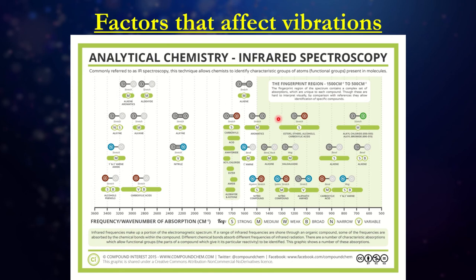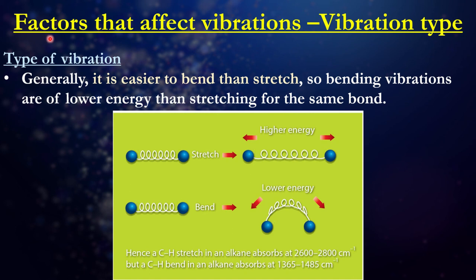Alright, so there are a lot of different types of bonds that we will be able to observe in the infrared spectra. The first thing we need to look at is what affects these vibrations, and what that can tell us about the absorption patterns in the infrared spectra. So let's have a look at the different factors that affect vibration. The first one is vibration type. Generally speaking, it's easier to bend than stretch. So bending vibrations are of lower energy than stretching for the same type of bond.